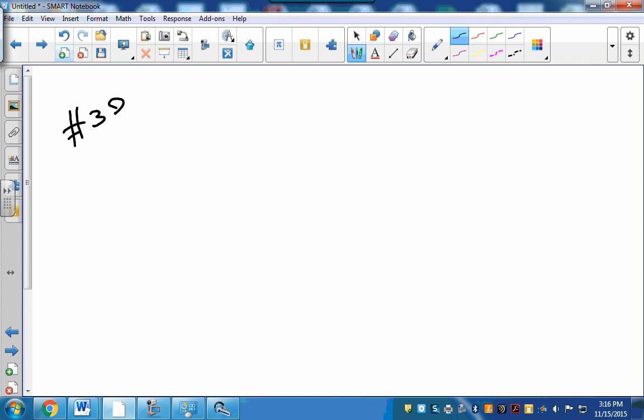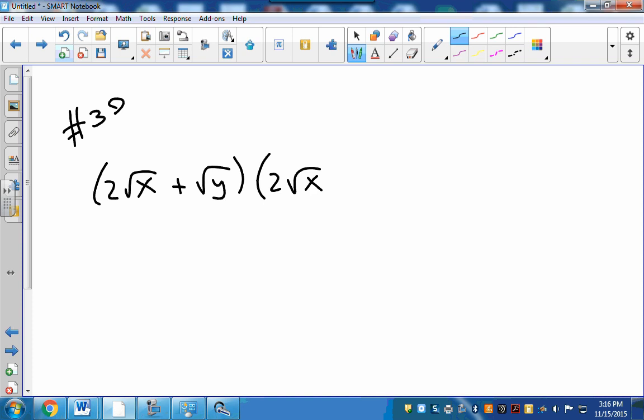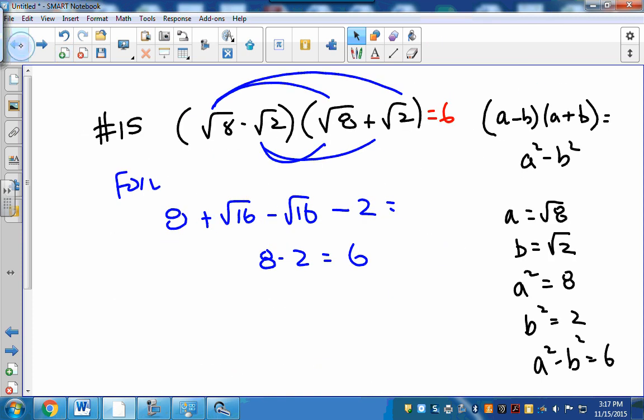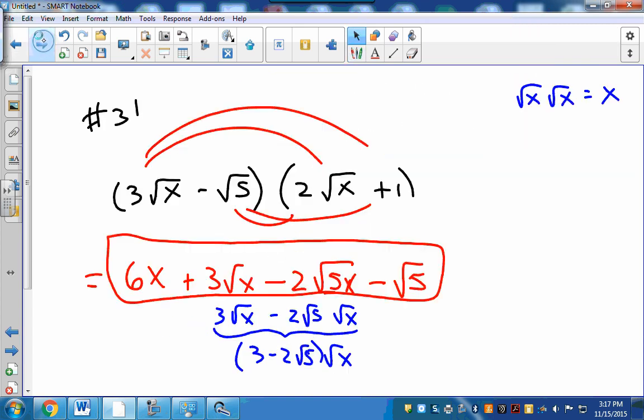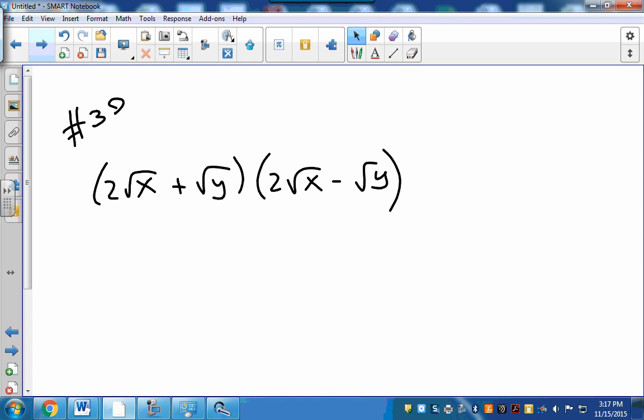39, we have 2 square roots of x plus the square root of y. Notice the radicands are different. And we have 2 square roots of x minus the square root of y. And this is very similar to the one we had just a few problems ago. Let me zip back. It's like this one. Okay, notice that we have a difference of squares type pattern. So we should be able to get to this one pretty quickly.